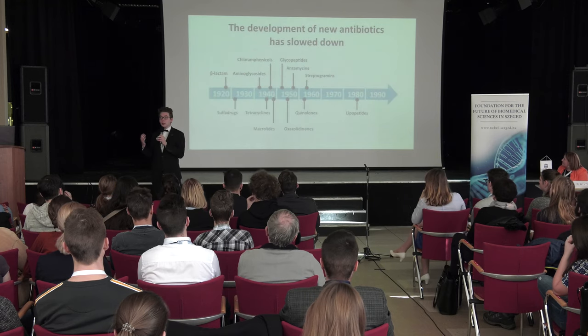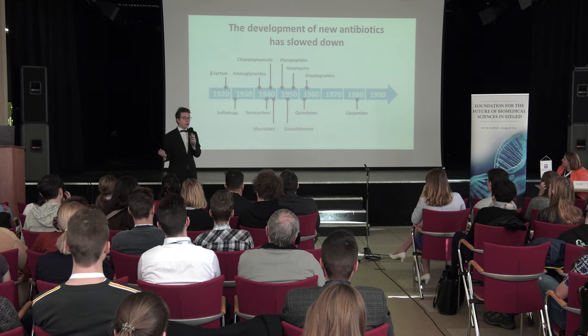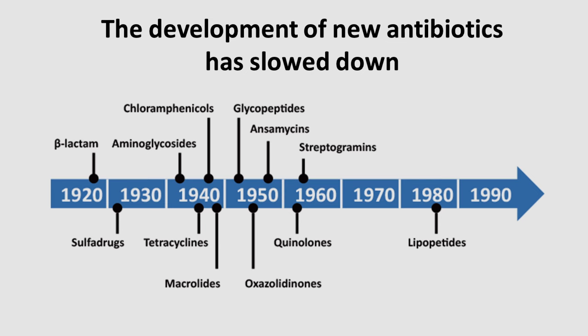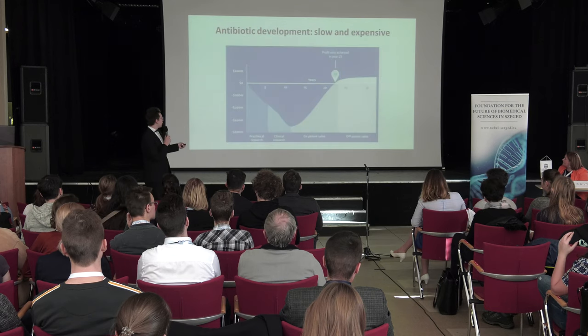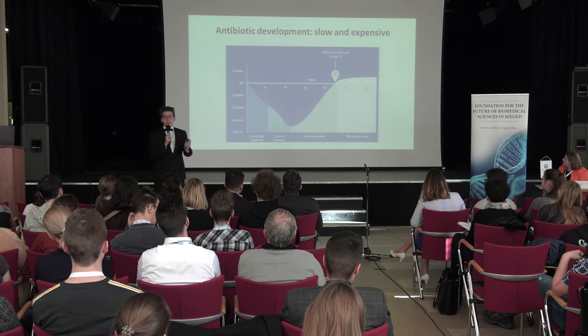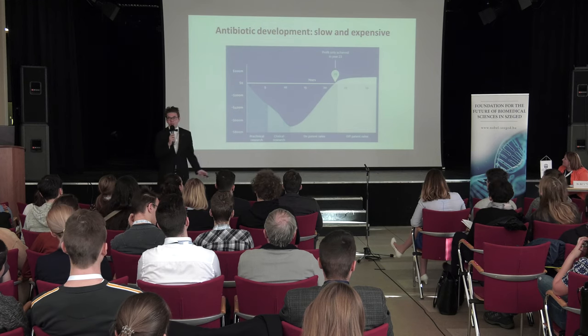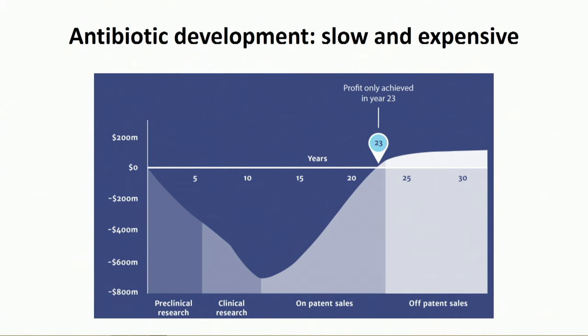But antibiotic development has slowed down, contrary to this fact. You can see in this timeline that in the middle decades of the 20th century, many new antibiotic families were developed, and then just nothing. To understand this, we can look at this figure. Antibiotic development is really slow and extremely expensive. It needs more than 10 years to develop a new antibiotic and hundreds of millions of dollars.